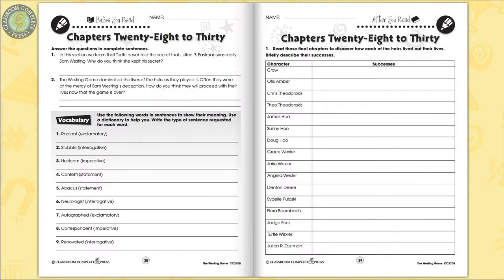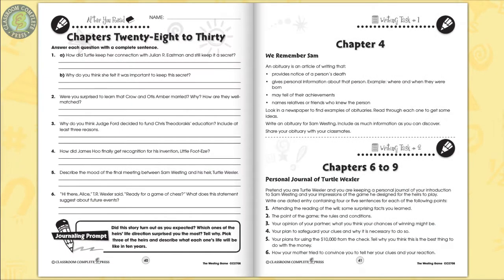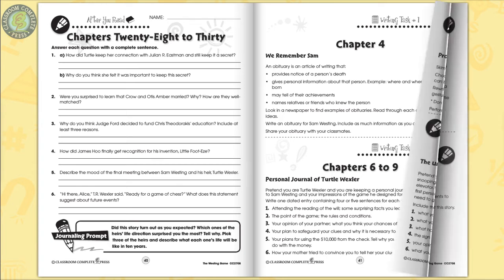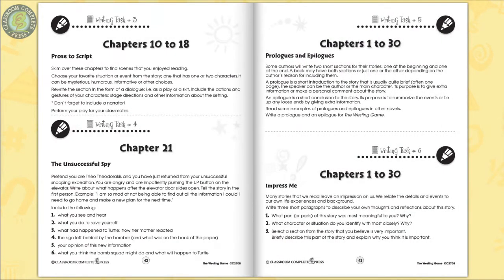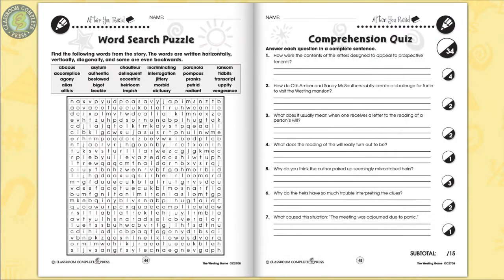Keep track of the variety of characters with comprehension questions. 6 additional writing tasks follow. Supplement an existing unit with in-depth writing tasks, such as having students write their own prologue and epilogue at the completion of the reading. A word search puzzle and comprehension quiz ends the unit.